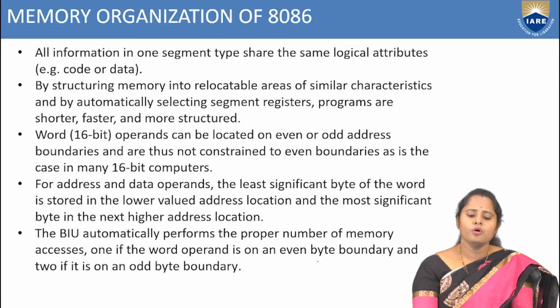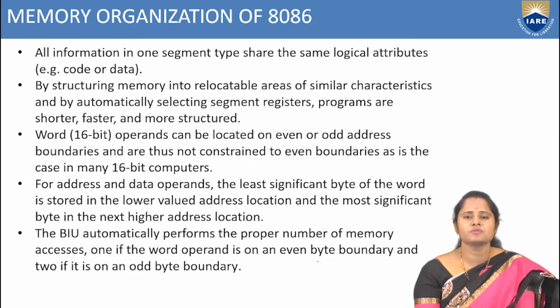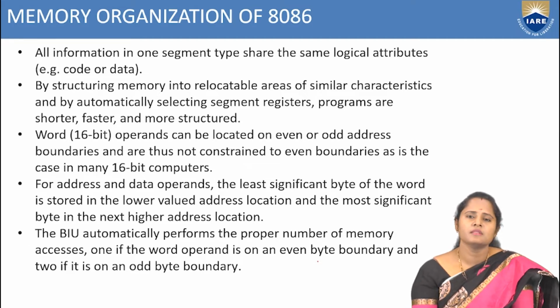Next, all the information in one segment type shares the same logical attributes. So you can go for either code or data. By structuring the memory into allocated areas of similar characteristics and by automatically selecting the segment registers, programs are shorter, faster, and more structured. We have already predefined our programs into particular memory locations. This makes the CPU faster in accessing the data.